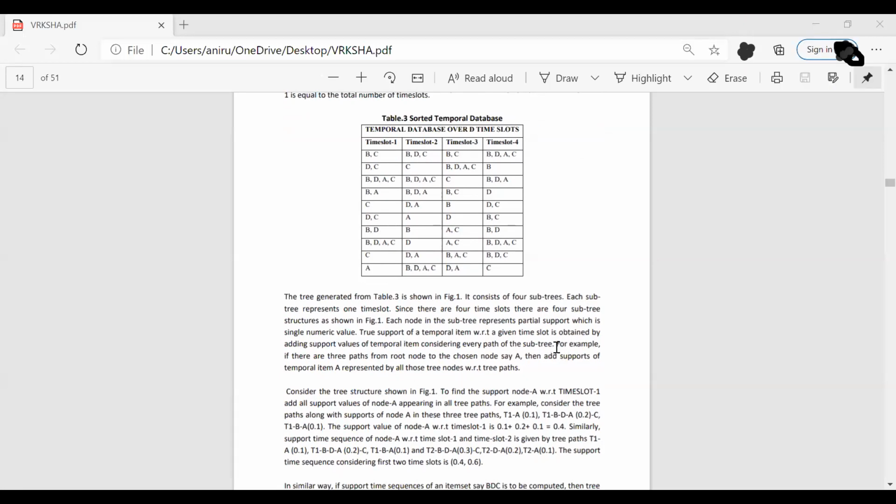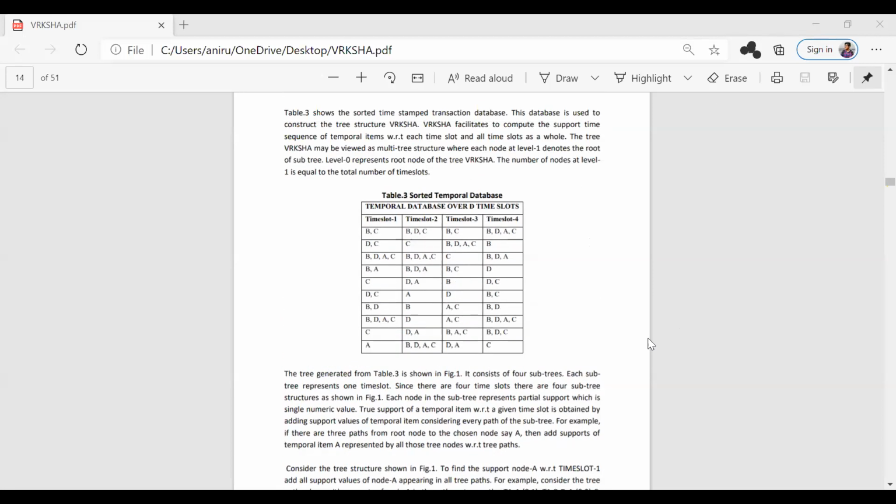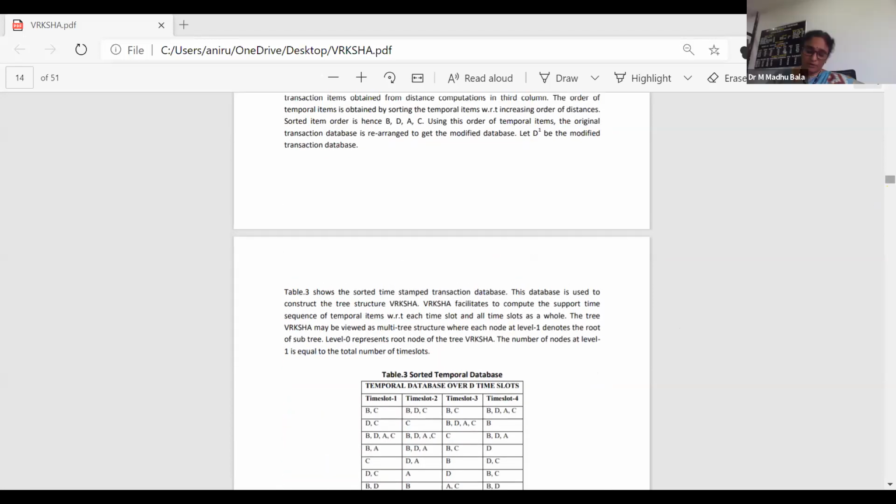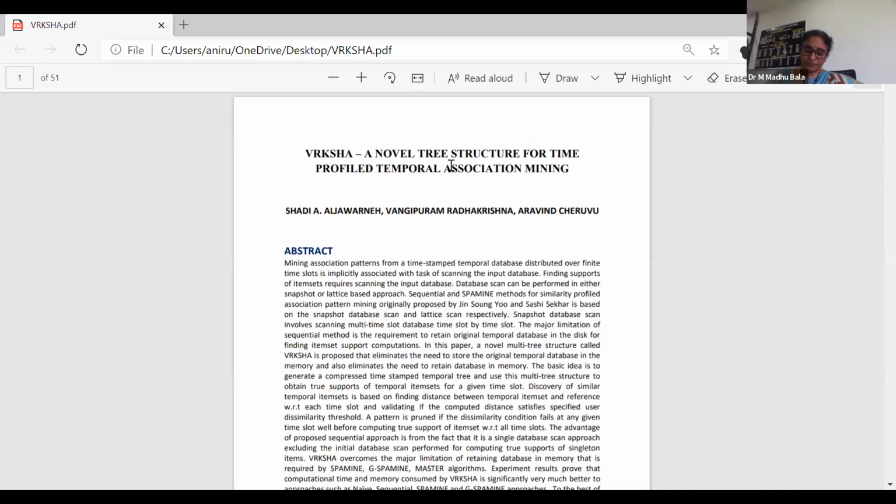Am I right? Yes, ma'am. What title do you want to keep for this? Temporal association mining, pattern mining, right? I'll keep that one. You can put workshop also. Numbers, please: 513, 503, 520, and one more, 522, ma'am.